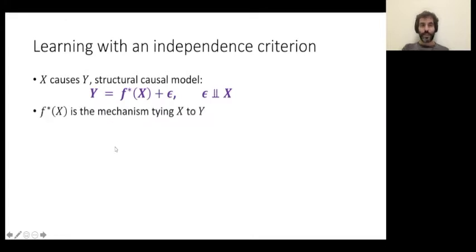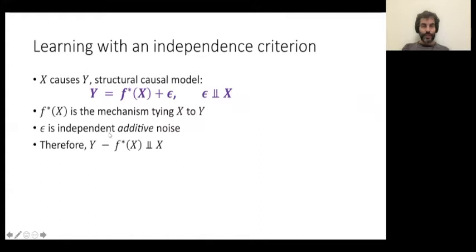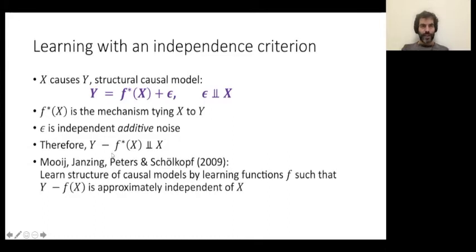And f star, like I said, is the mechanism. And if we just look at this equation and move things around, we get that y minus f star is independent of x. This is just epsilon, which is y minus f star of x. And just looking at this, Mu et al. proposed in 2009 that you could use this simple insight, that the residual between the true model and the label should be independent of x, to learn causal models, so to learn, let's say, the structure of a causal graph.